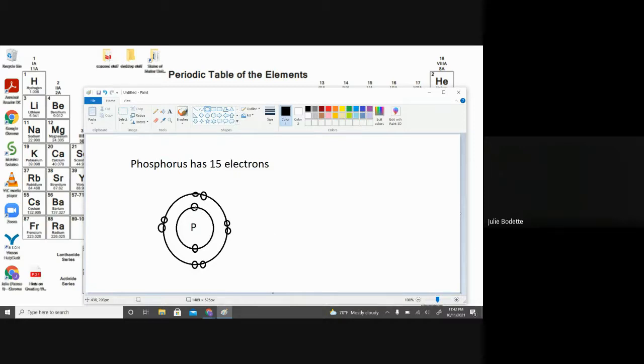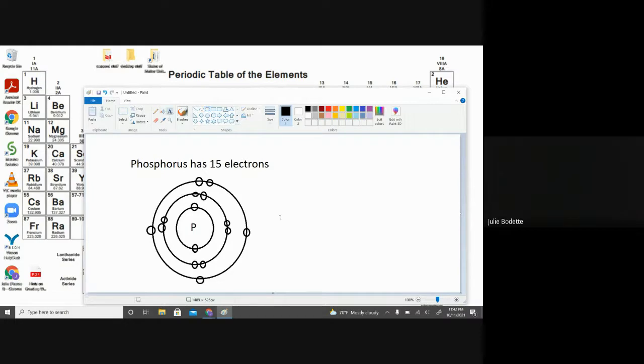So far we have 10: 1, 2, 3, 4, 5, 6, 7, 8, 9, 10. But we need to get to 15, so we need 5 more. So I'm going to start a third shell, and this one has 5. So 1, 2, 3, 4, 5. Your phosphorus should look something like this. It should have 15 electrons: 2 in the first shell, 8 in the second shell, 5 in the last shell.